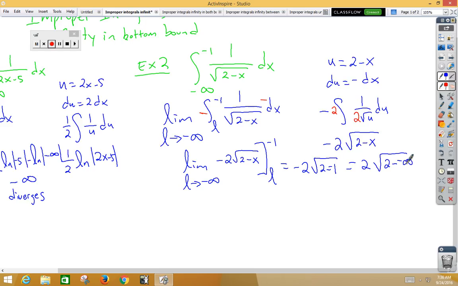Well, again, the front is not going to play much of a role here. We've got a double negative is a positive, so this becomes positive infinity. And again, this one diverges. They won't all diverge, but many of them do.